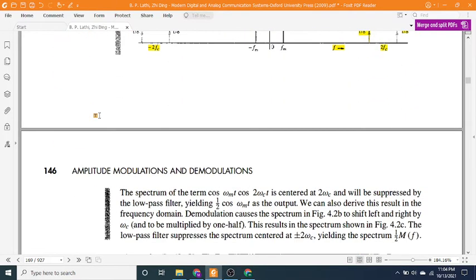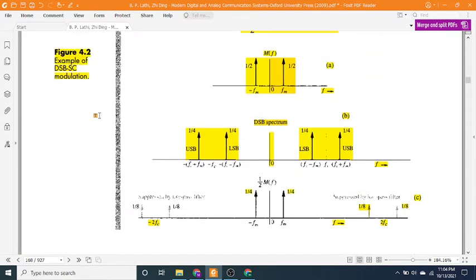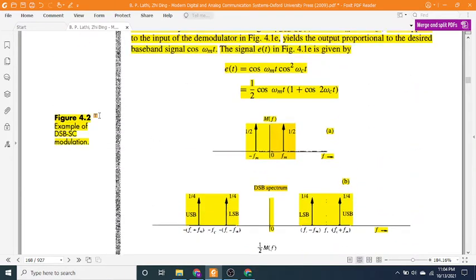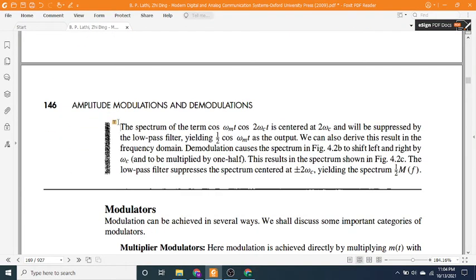DSB-SC modulator. The spectrum of the term cos ωm t cos² ωc t is centered at 2ωc and will be suppressed by the low-pass filter, yielding 1/2 cos ωm t as the output. We can also derive this result in the frequency domain.